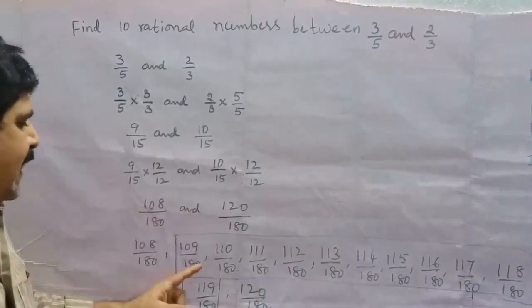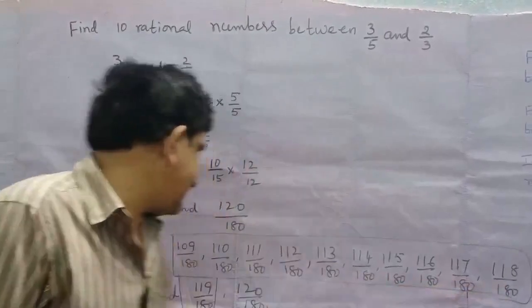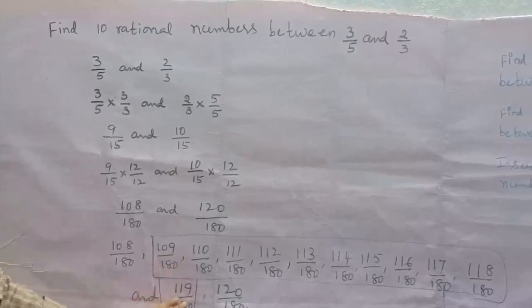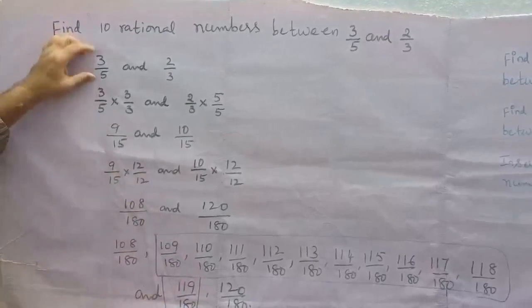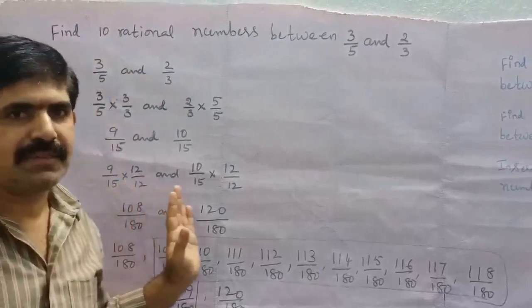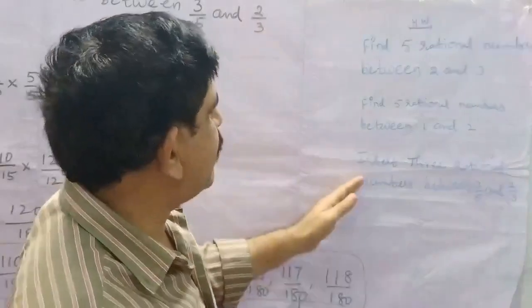So how many are there? 1, 2, 3, 4, 5, 6, 7, 8, 9, 10 and 11 are there. So these are the rational numbers between 3 by 5 and 2 by 3. Like this we can find the rational numbers. Understood, children?